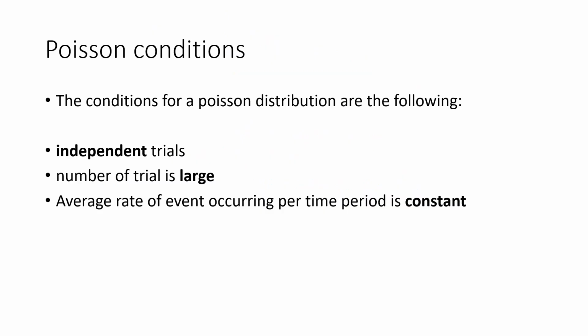Jumping straight into it, the conditions you need to use a Poisson distribution are the trials being independent, the number of trials being large, and the average rate of an event occurring per time period is constant. So, for example, the average number of rainy days in a week is 2 and is consistently 2, no matter if it's summer or winter.